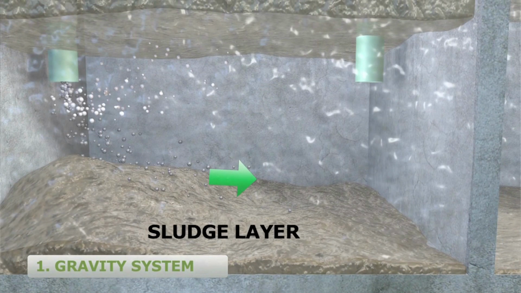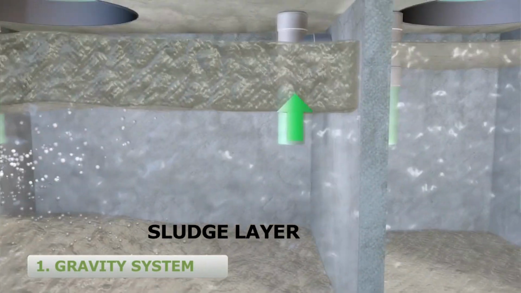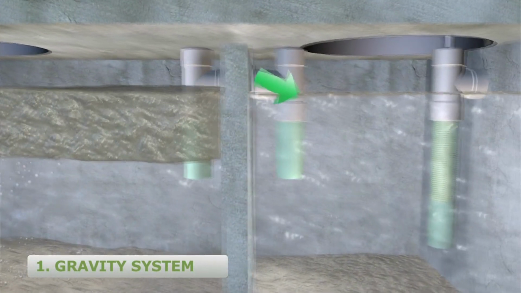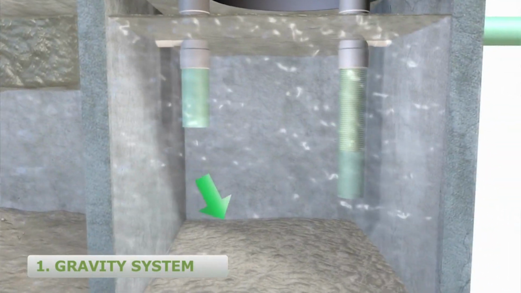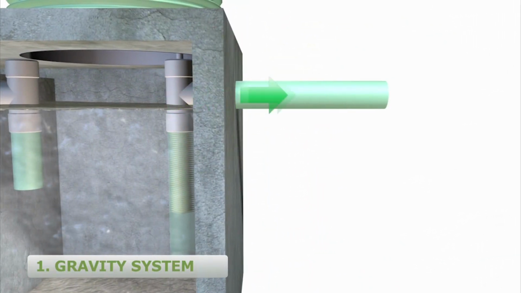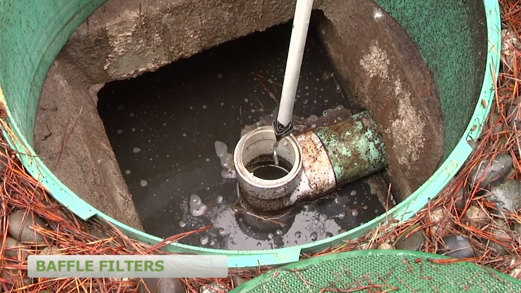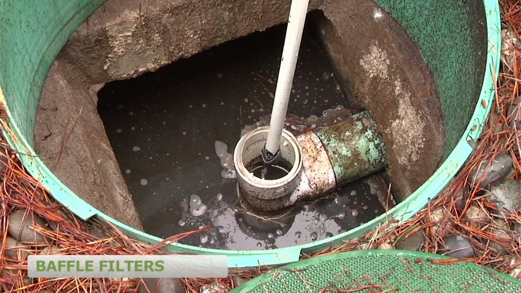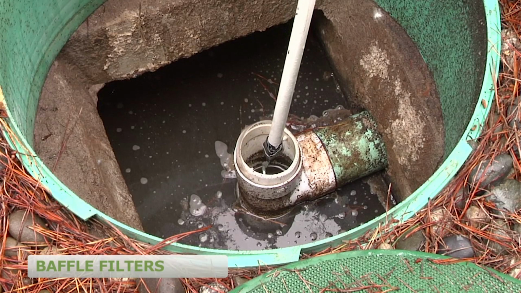Lighter materials float to the top, forming the scum layer. The clear liquid in the middle is known as the effluent. The effluent flows through the outlet baffle into the next component of the system. If your system does not already have one, consider installing an outlet baffle filter.